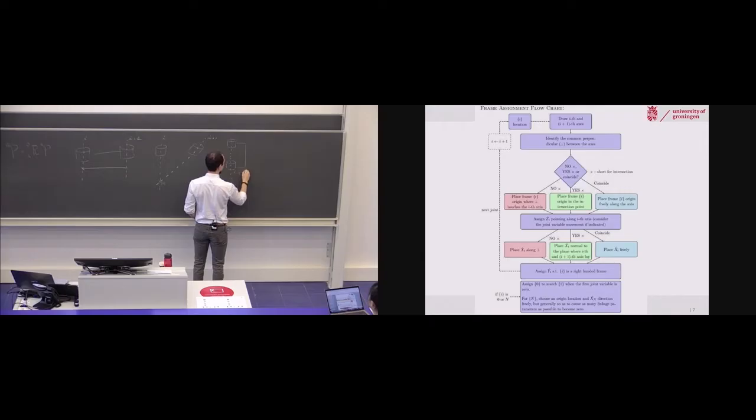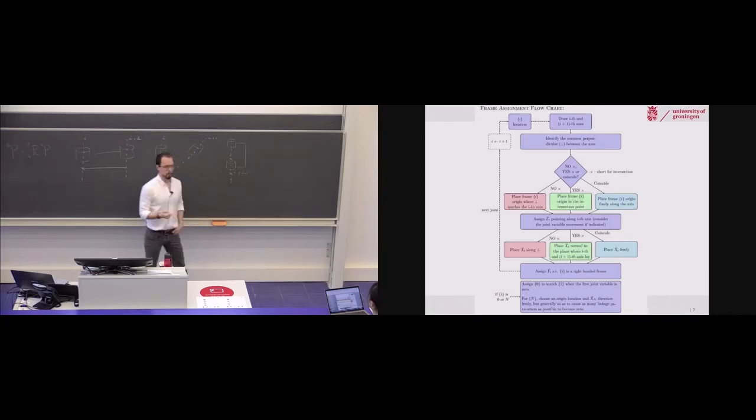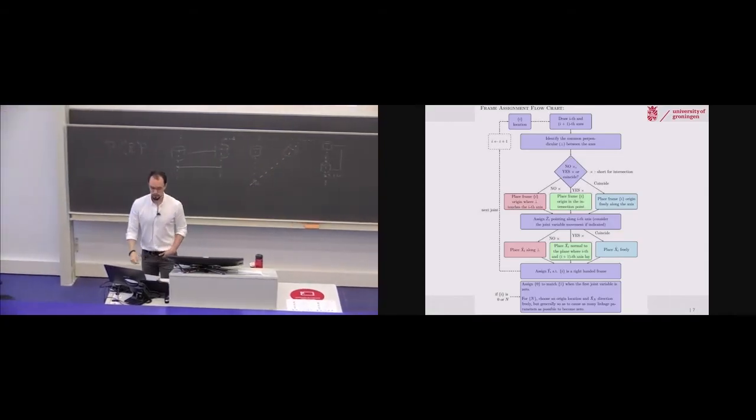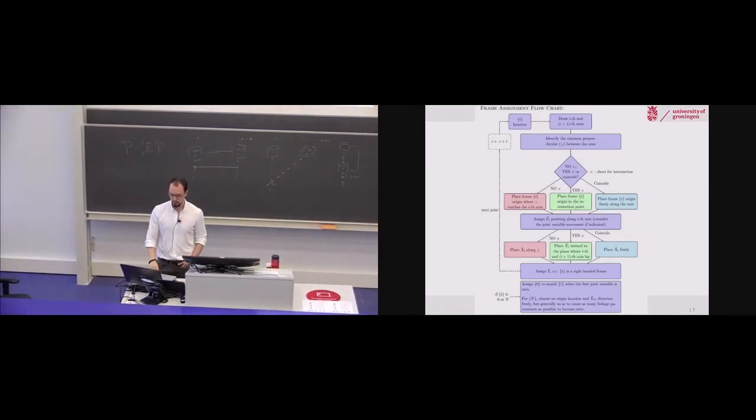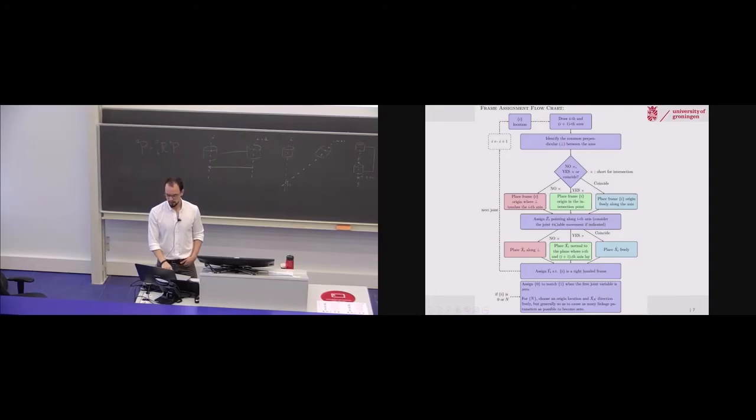The axis of i and i plus 1. And in this case, you can place the origin of the frame i wherever you want along this line. Okay, this is what these first three cases mean. Then you have to assign Zi pointing along the ith axis.